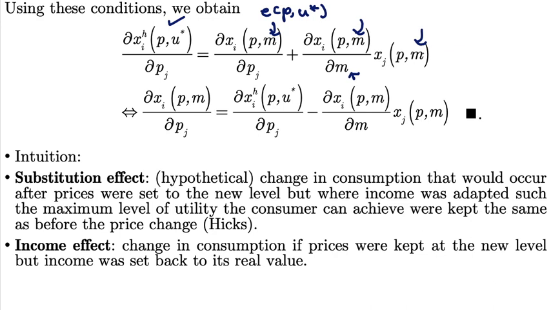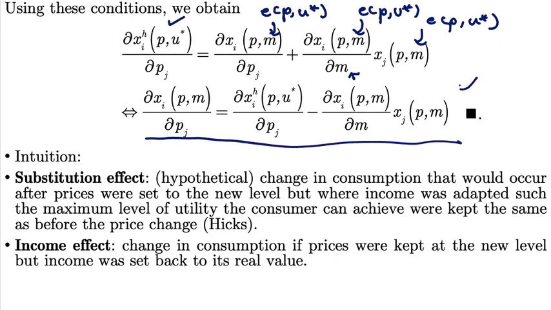Because initially it was E, P, U star. You get me? Alright. Now, rearrange it mathematically, bring the left hand side to the right hand side and whatnot. We get the final expression. And this one is actually the Slutsky equation.